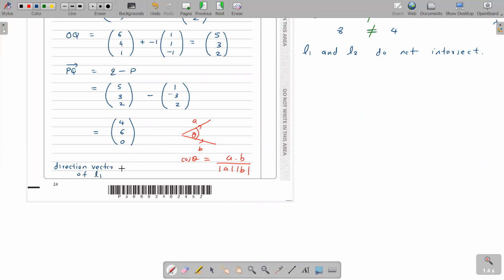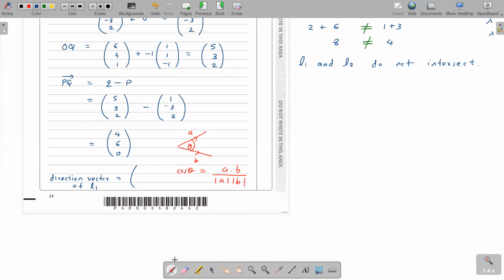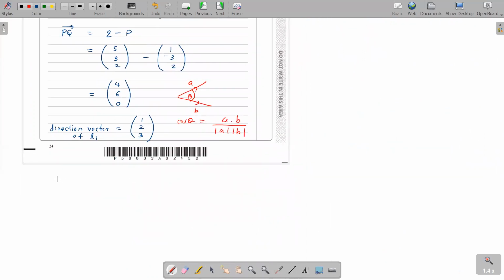Direction vector of line 1 is, what was the direction vector of line 1? 1, 2, 3, isn't it? Direction vector of line 1 is 1, 2, 3. I didn't go to draw a diagram because it's very obvious here. So then let's get PQ dot, that is A dot B, PQ dot the direction vector of line 1. So the direction vector of line 1 is the B here. The PQ vector is the A that we are considering here.